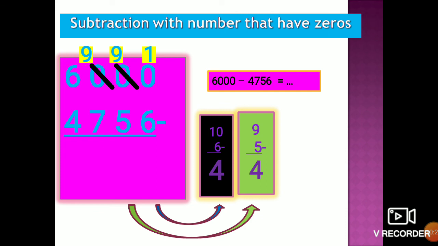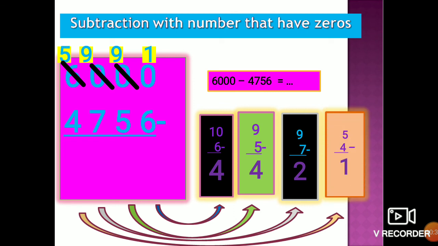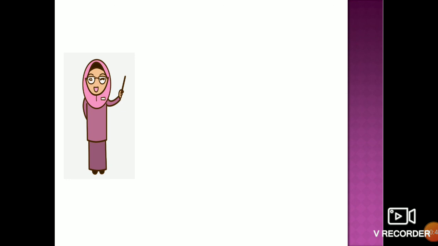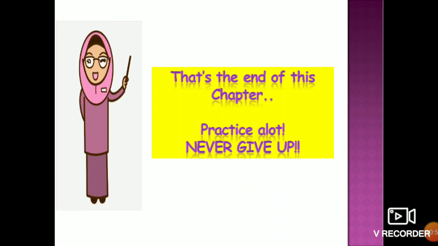And then 9 minus 7 equals 2. What happened to 6? We already used one of it, so it's becoming 5. 5 minus 4 equals 1. So the result will be 1,244. Awesome, guys. So that's the end of this chapter.